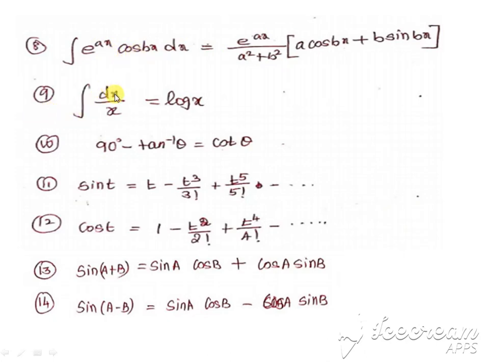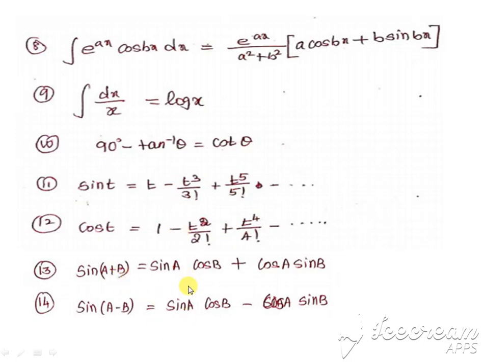Next one, integration of dx by x is equal to log x. Differentiation of the denominator into the numerator means we can write log of the denominator. So next one, 90 minus tan inverse means cot theta, then sin squared and cos squared. In the expansion, sin t has odd terms, so only odd powers; cos is even, so only even terms. For both formulas we have alternating signs.